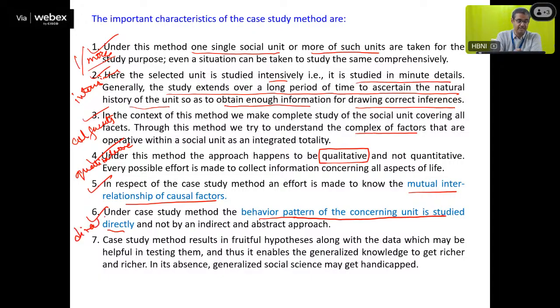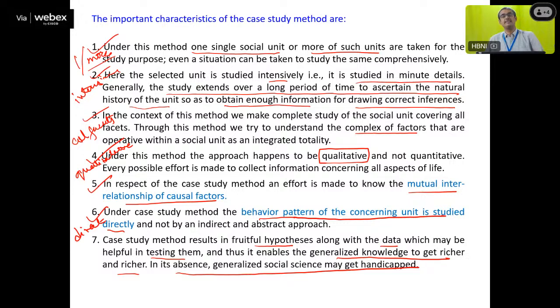You directly go to the individual and collect the data, or the group or the institution, and not from an indirect approach. Okay. Case study method results in fruitful hypothesis along with data, which may be helpful in testing them, and thus it enables the generalized knowledge to get richer and richer. In its absence, generalized social science may get handicapped.